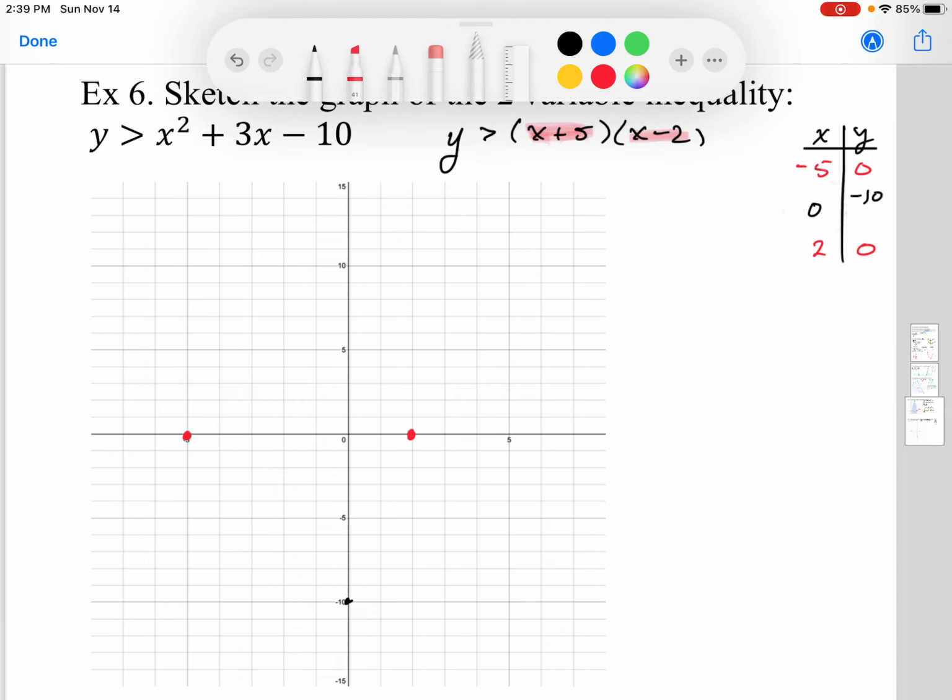The vertex is going to be halfway between negative 5 and positive 2, so negative 5 plus 2 divided by 2. That's going to give me negative 1.5. So at negative 1.5, I have my vertex. This is the y-intercept.